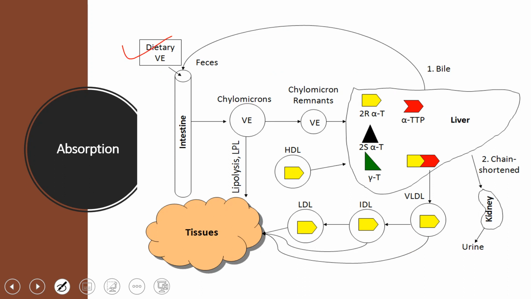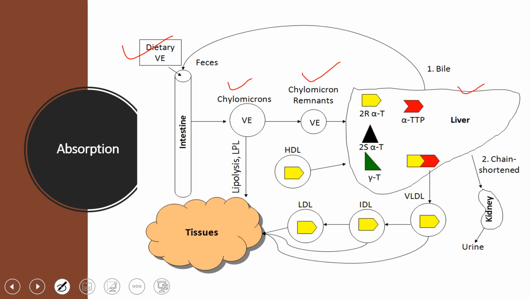Whenever we eat, we are having dietary vitamin E. From dietary vitamin E, chylomicron is formed. Chylomicron will come into the circulation. In circulation, the triglyceride will be partially metabolized and it will be converted to chylomicron remnant. This chylomicron remnant will be taken up by the liver.